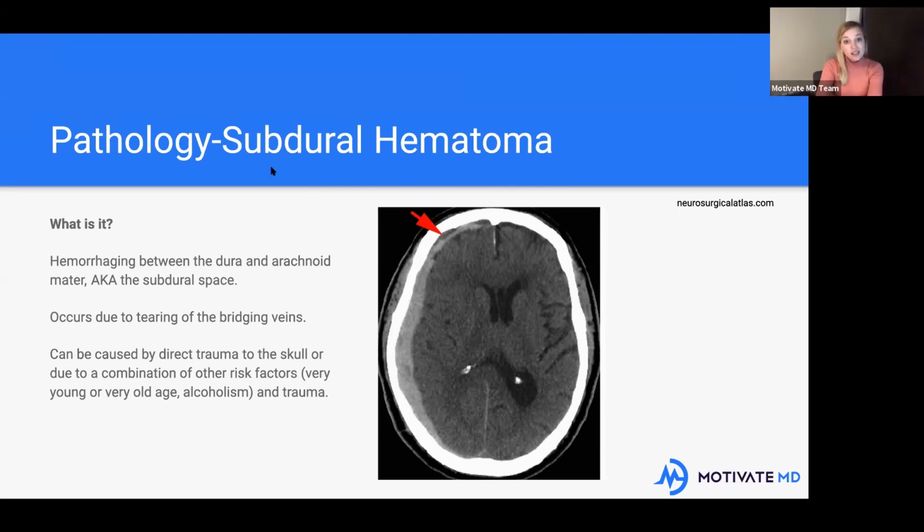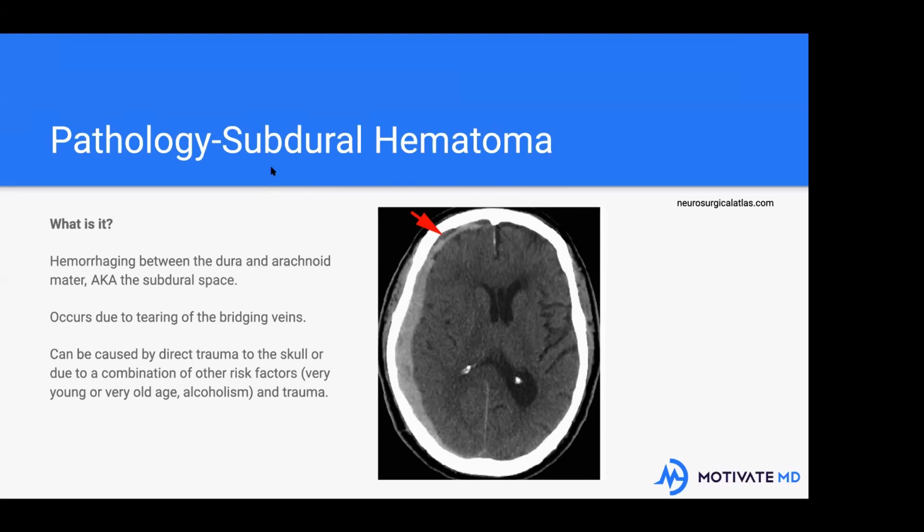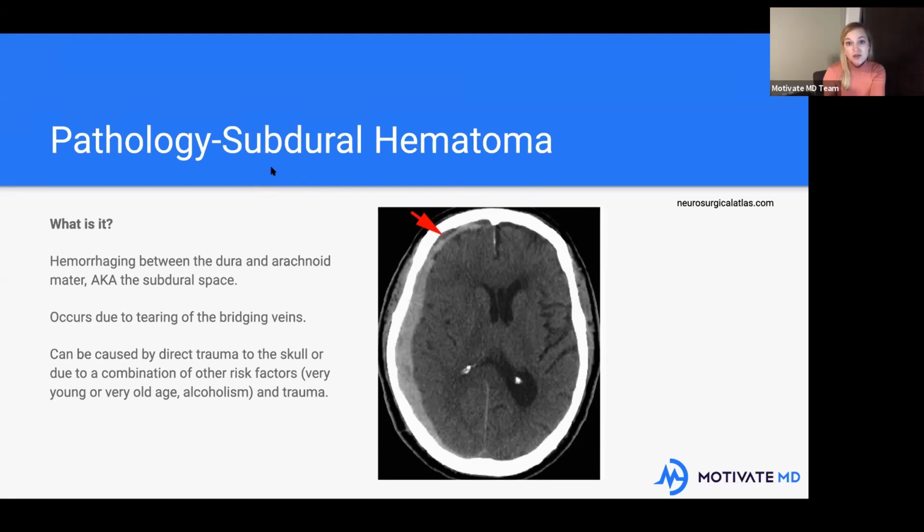Yeah, very good. So alcoholics drinking a lot, that can affect your liver, and that can make you prone to coagulopathies or trouble clotting your blood, because a lot of those factors come from the liver. So exactly, that's why.